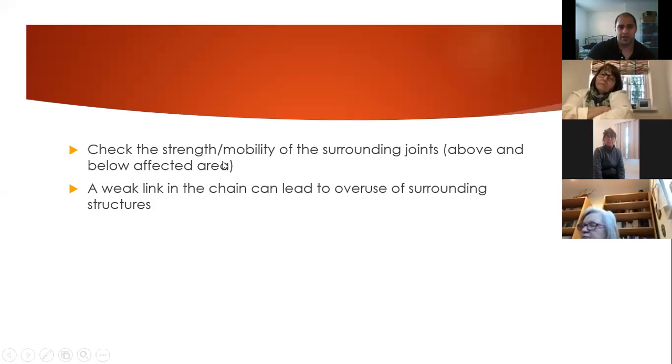And the other point I want to look at is if you have got someone that's got, sorry, let me catch my train of thought. If you have got an area that is suffering from arthritis, take the knee again, check above and below. So how strong is your hip and how strong is your ankle? Because you might find that there is a weakness there as well.